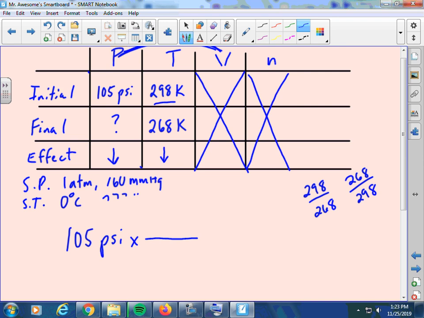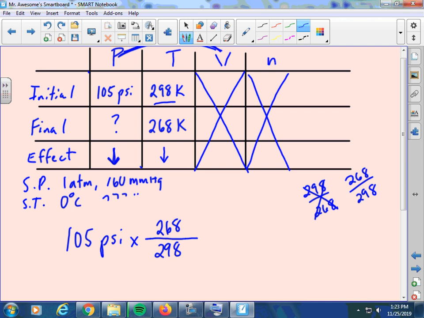Now, in choosing which one to use, if I put the big number on top, it's going to make this go up. If I put the little number on top, it's going to make this go down. What do we want 105 to do? We want it to go down. We know that the pressure is going to decrease. So I'm not going to put the bigger number on top. I'm going to put the smaller number on top. And if I solve this problem, I'm going to get the answer.